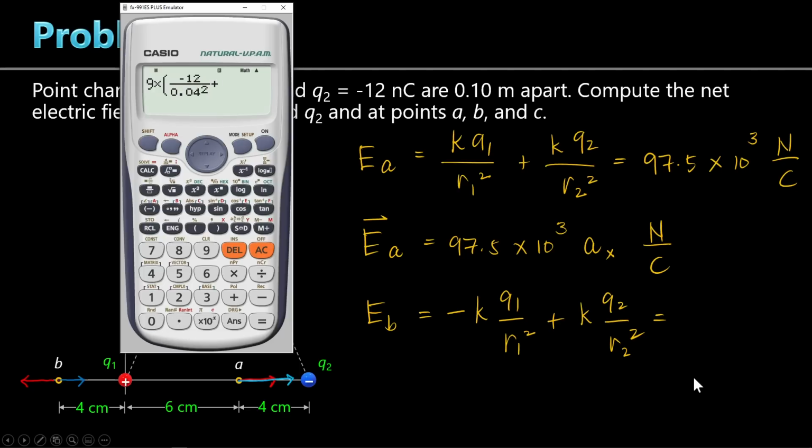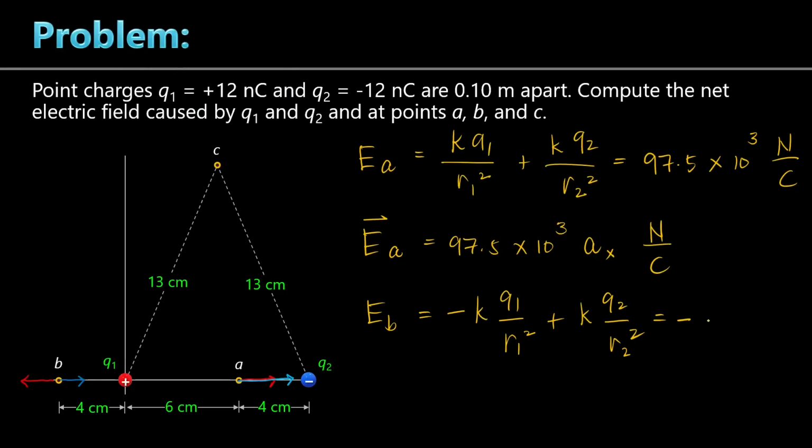Para naman sa pangalawang charge, Q2 over R2 squared. Fraction sign, Q2 is 12 divided by gaano kalayo yung Q2 mula sa point B? This is 10. 10 plus 4 is 14. So, 14 cm is 0.14 meters. Okay? Tapos, i-square natin yan. And then, close parenthesis equal sign. Ang sagot, we have approximately negative 62, di ba? Lagay natin dito, negative 62 times 10 raised to 3 newtons per coulomb.